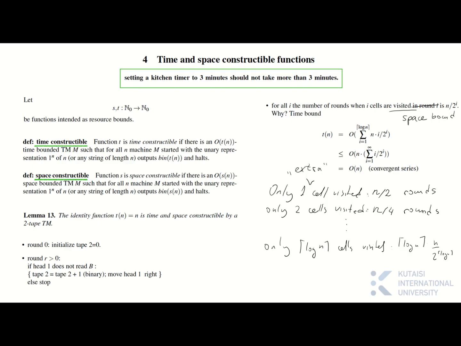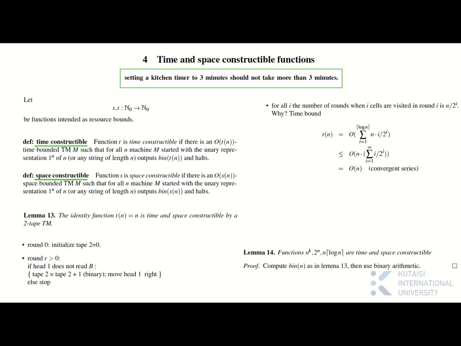So this proves that you can do it in O(n) time, and by the way, as a corollary, we get that the functions n to the power k, 2 to the power n, n log n are time and space constructible. How do you do this? You compute binary n, as in lemma 13, just do the increment, and then you use binary arithmetic. So if you want n squared, then you first compute n in binary and then square it in binary. And it will not take more than a square amount of time to square something in binary. And it's the same with all the other things. So we do have some time constructible functions, the obvious ones.